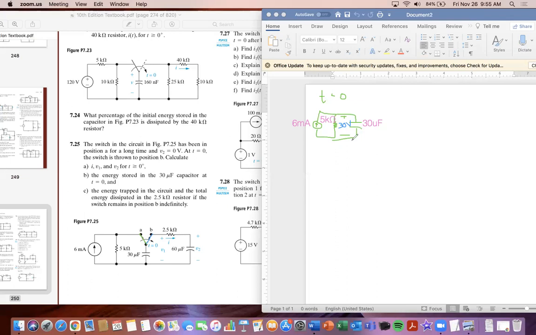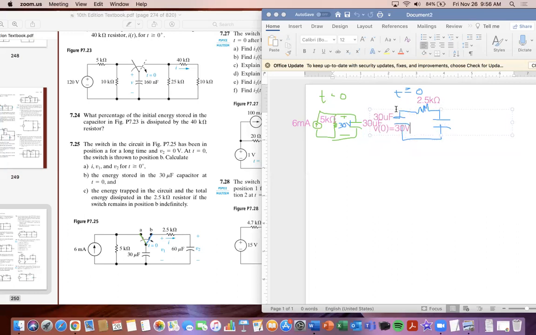So I'm going to draw a new diagram, for t greater than or equal to 0. What I have here is a capacitor. I have another one. Sorry, mine don't look polarized at all. I'm very bad at drawing that. Okay, 2.5 kilo ohms here. And right here I have 30 microfarads, and the initial voltage is going to be 30 volts, as we just calculated here.